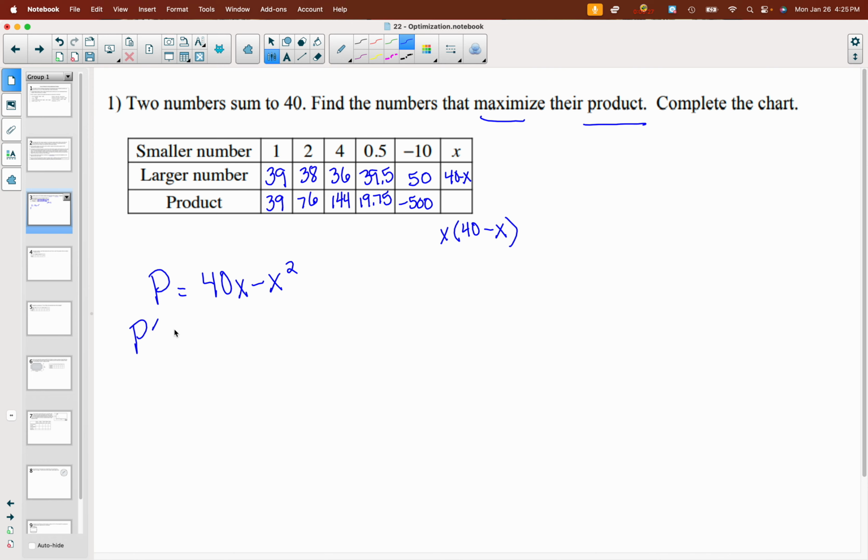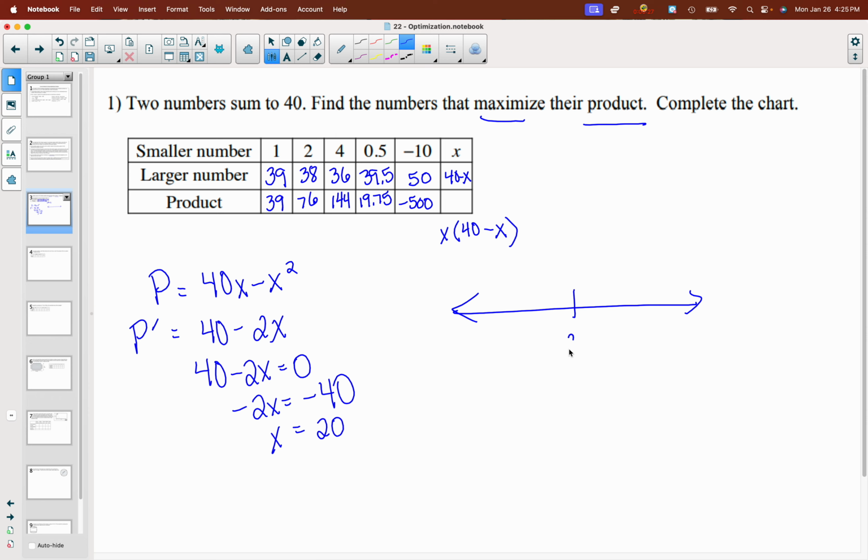So P prime, I get 40 minus 2x. Now I'm going to set that equal to 0 to find my critical points. So we get x equals 20. I'm going to do a little sign chart. 20 is my critical point. This is P prime. So if I pick something smaller to plug in, like say 10, then I'm going to have 40 minus 100. Well, wait.